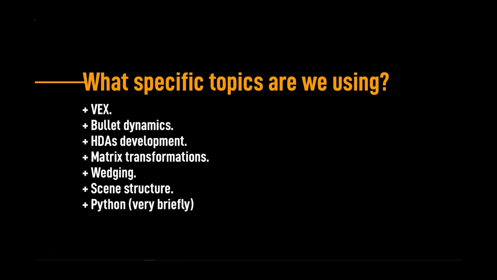So what specific topics of Houdini are we covering or using? We are going to be using a lot of VEX. Of course, we're going to be doing some destructions with Bullet. As I said before, we're going to be creating some HDAs. Because we need to do transformations, we are also going to be using some matrix transformations in VEX. At the beginning, it's going to be very simple. And then when it comes to the trees, it's going to get a little bit more complicated, but it's not going to be too bad.